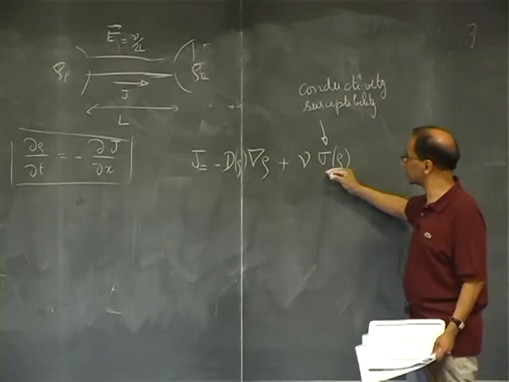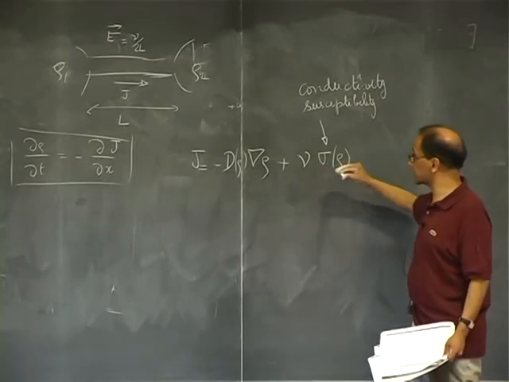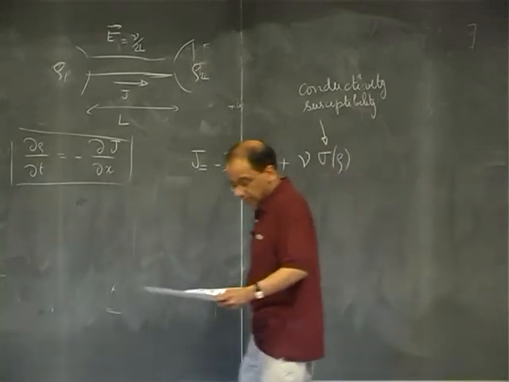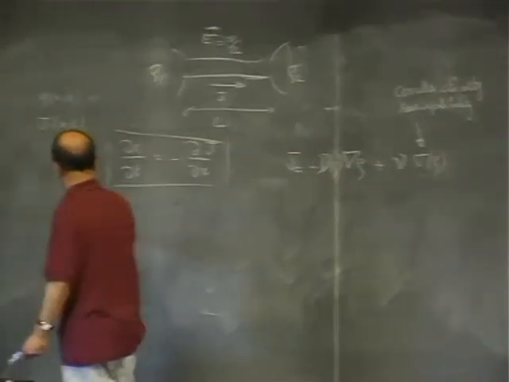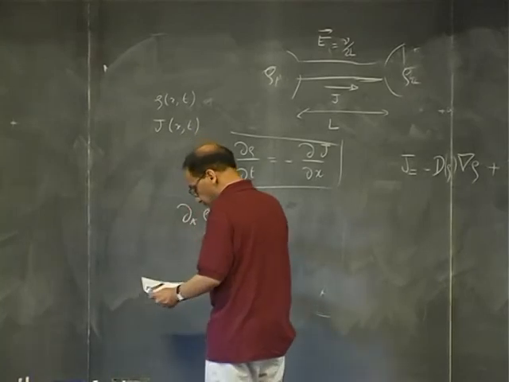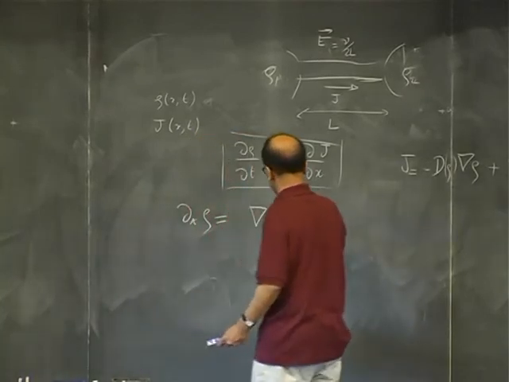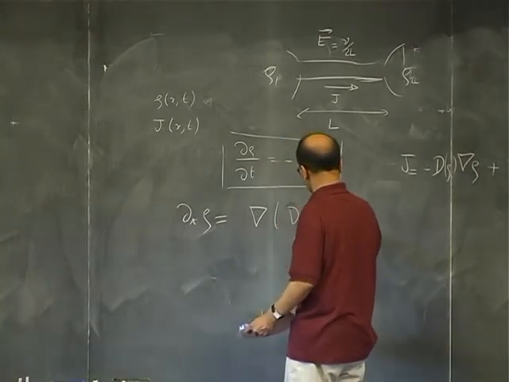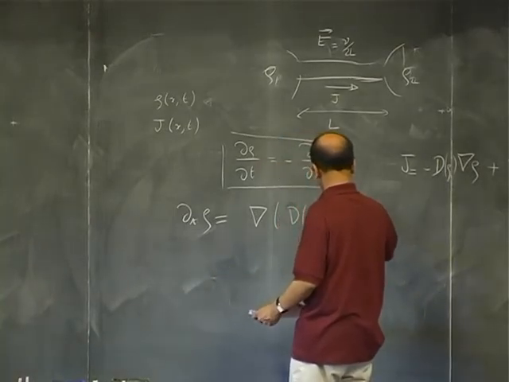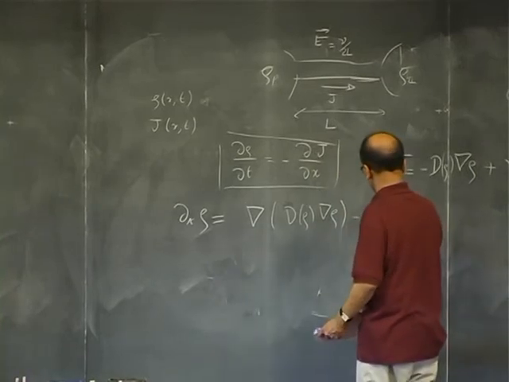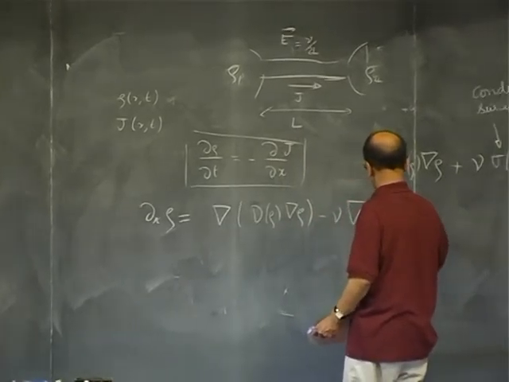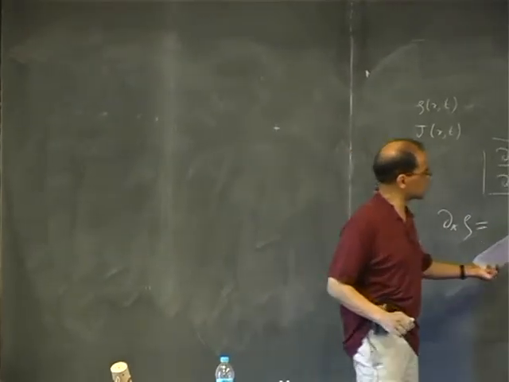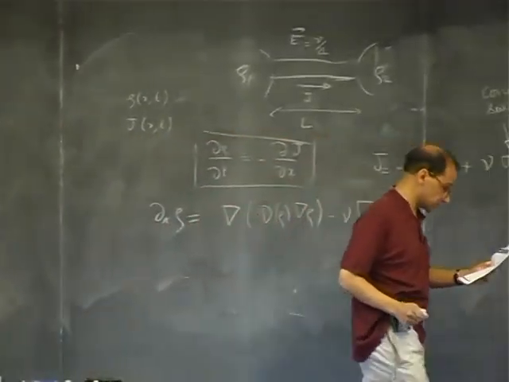And what is the response to a field? This is the field. The response to a field is conductivity. This is basic. Okay, so I just plug it in, with the minus signs. I put back the gradient and so on. Just to be fancy, in any dimension, minus nu gradient of sigma of. The only thing I need to know is the local density, local diffusion constant, and local response coefficient.